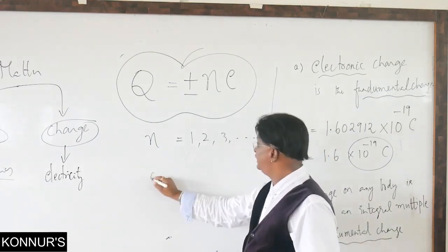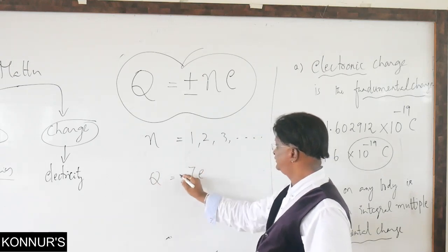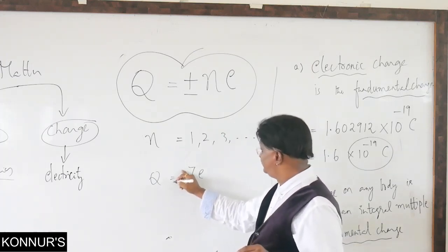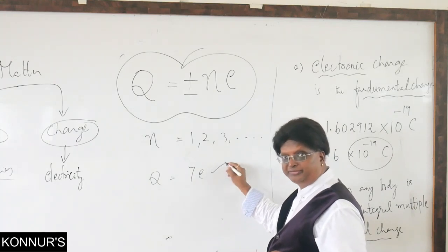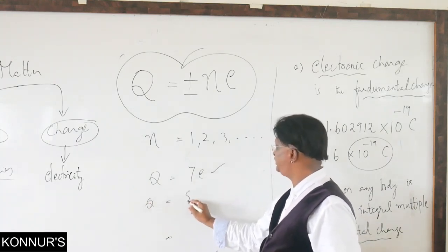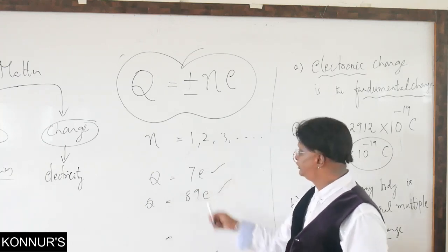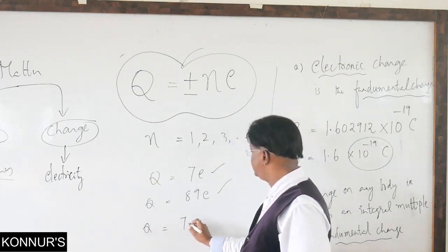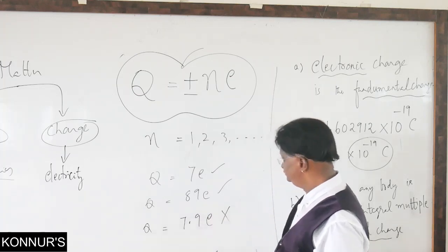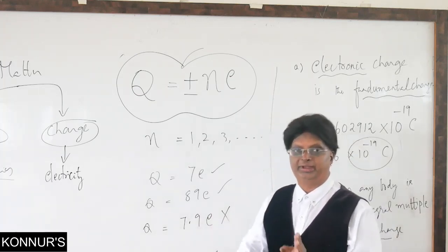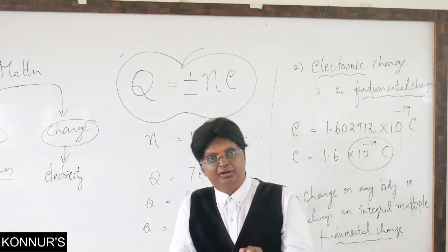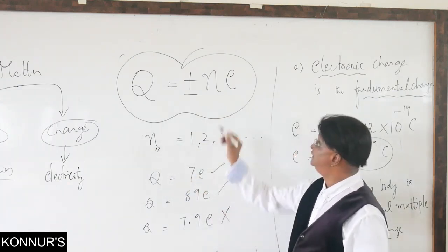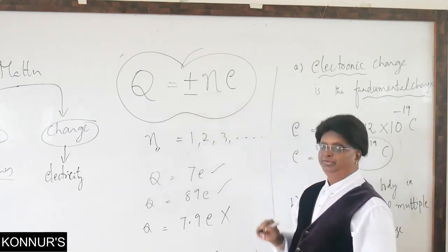So we can have a case where Q is equal to 7e. What is the meaning of that plus and minus? We will come back to that. Supposing I say Q is equal to 7e. Possible? Yes, it is possible. Suppose I say Q is equal to 8e, 9e. Yes, it is possible because all these numbers are integers. Suppose I say Q is equal to 7.9e. No. Fractional values of e do not exist in nature. Any charge on a conductor is always an integral multiple of e. Q is equal to plus or minus ne.